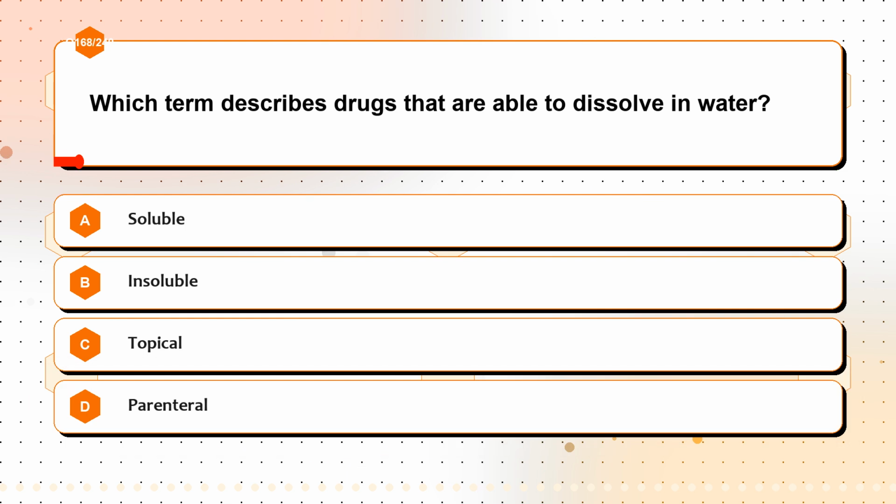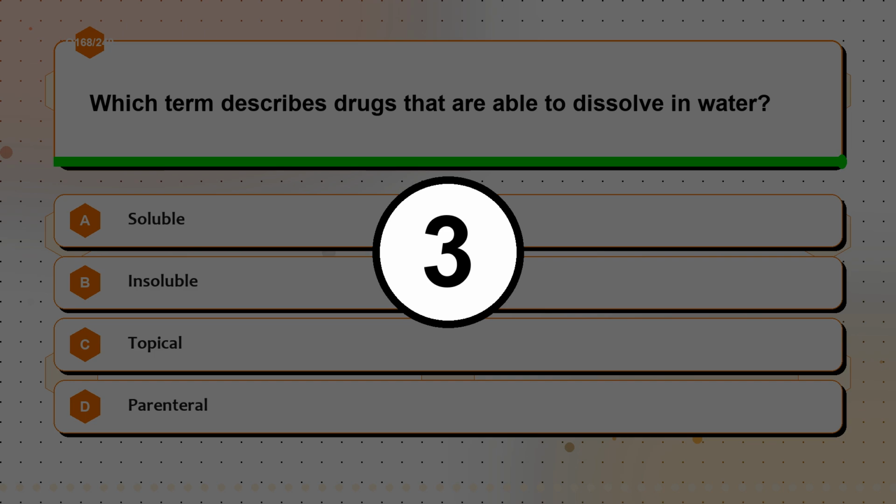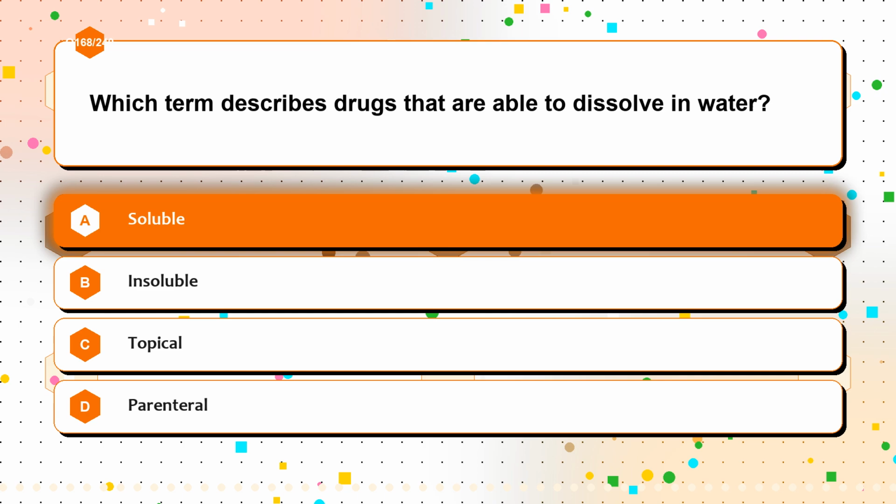Question 168. Which term describes drugs that are able to dissolve in water? Here are the options. Option A, soluble. Option B, insoluble. Option C, topical. Option D, parenteral. The correct answer is option A, soluble.